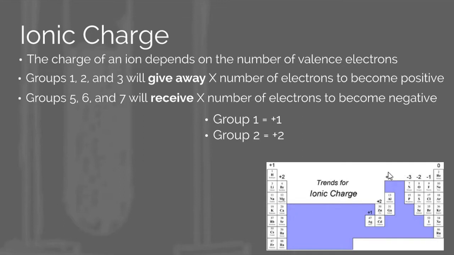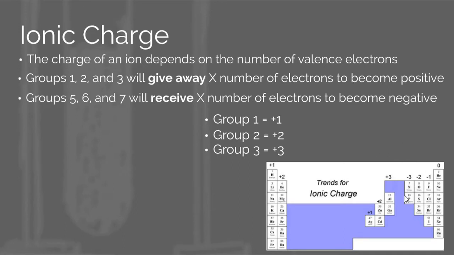And this continues on with group number 3 on the periodic table. Remember to skip the transition metals. So for group 3, aluminum and gallium, again, they have 3 electrons to give away. So they will gain a charge of positive 3.